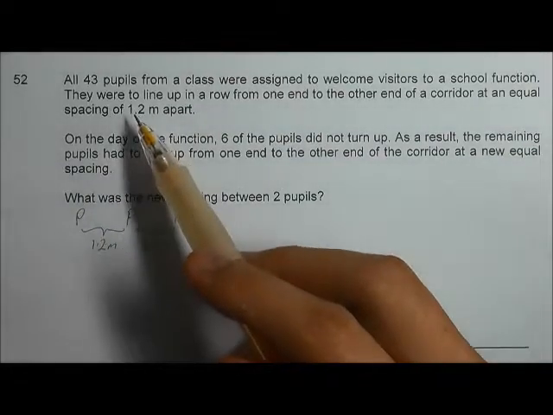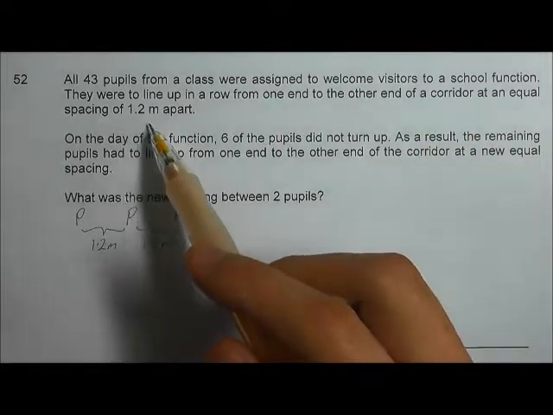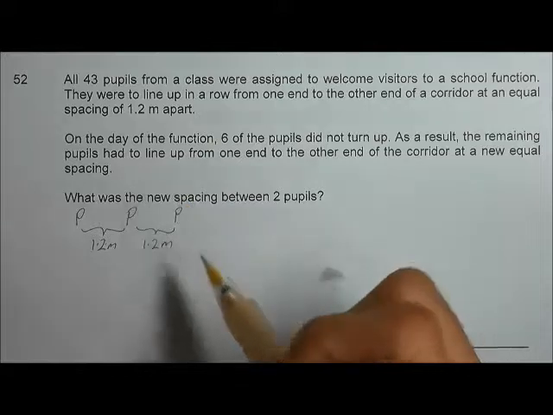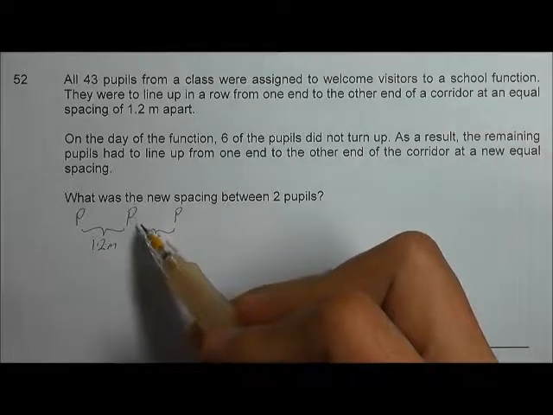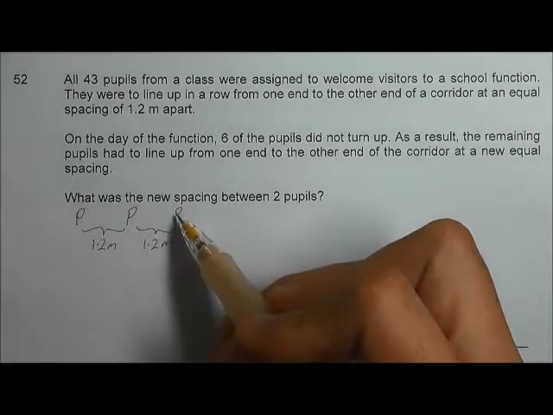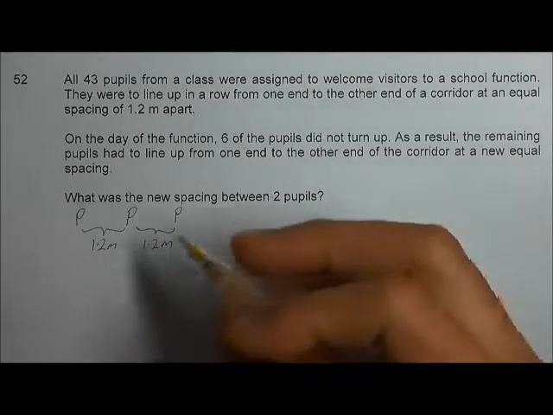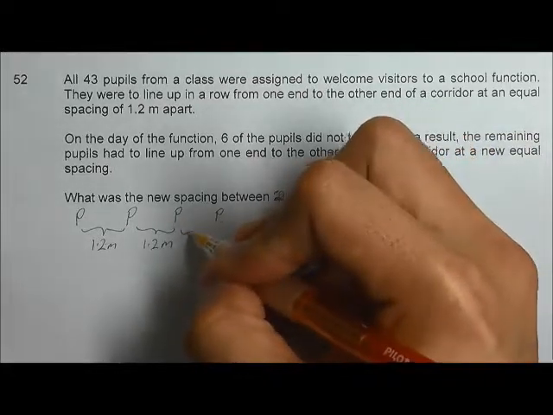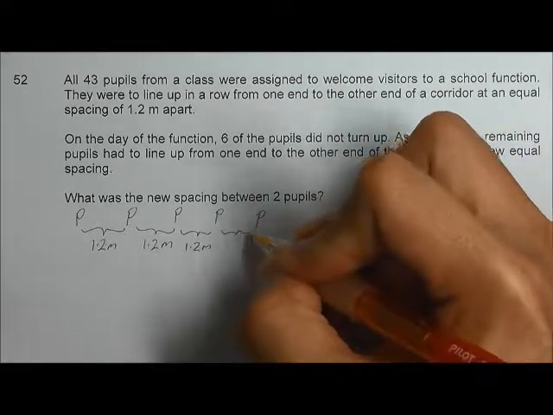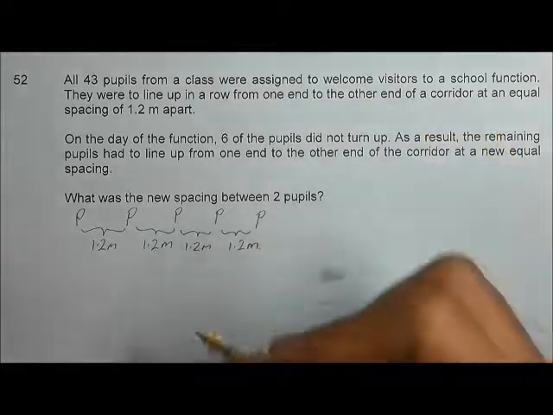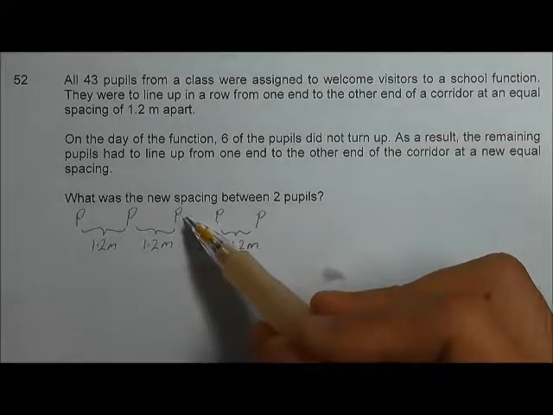Okay, we have 43 pupils who are assigned to stand along the corridor with a spacing of 1.2 meters apart. So this is how it looks like. We have the first pupil, a gap of 1.2 meters, the second pupil, a gap of 1.2 meters, and the third pupil. So if we have 3 pupils, we have 2 gaps. And if we have 4 pupils, we have 3 gaps. If we have 5 pupils, we will have 4 gaps. So the number of gaps is always the number of pupils minus 1.